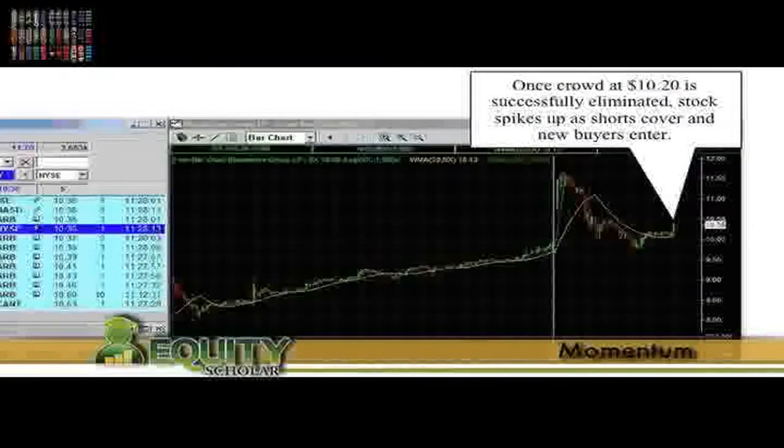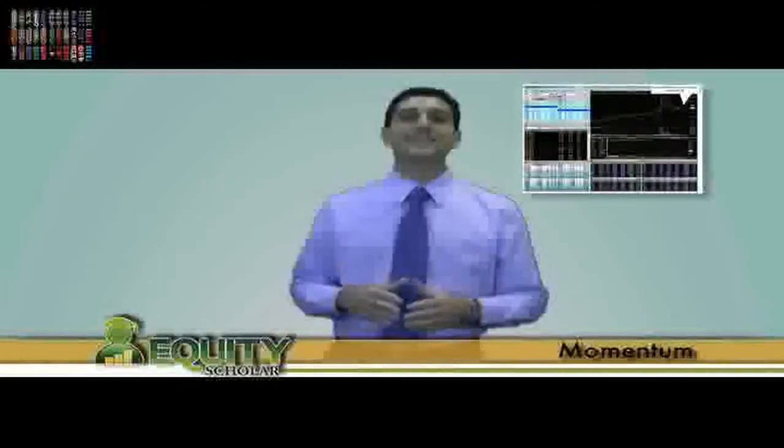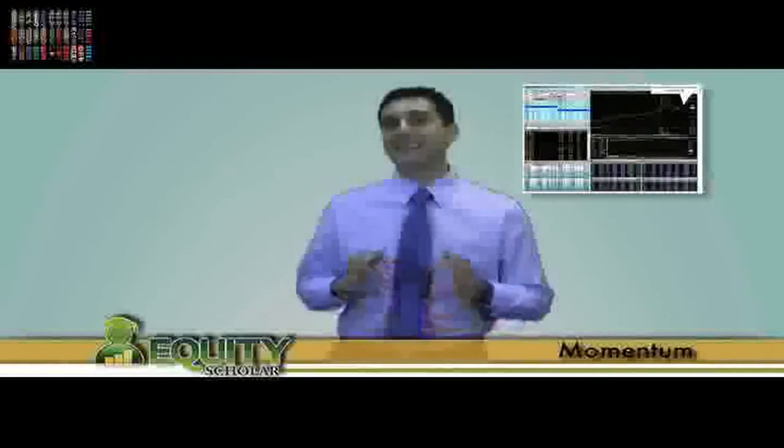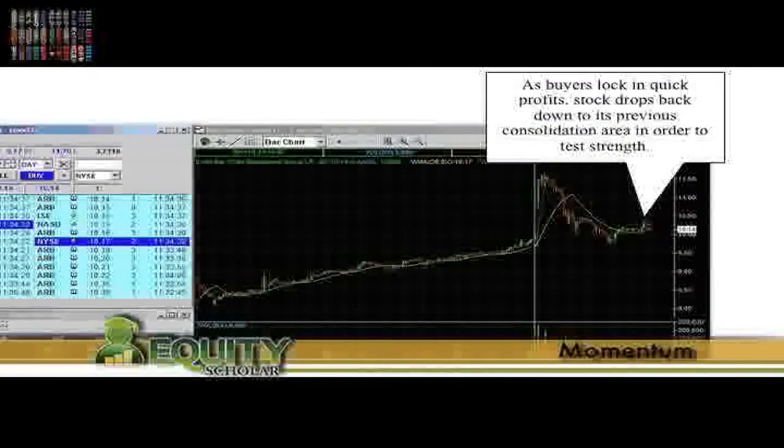In this second slide, we see the resistance level is broken through, as crowd at $10.20 is eliminated, which instantly spikes the stock, as this sign of strength entices new buyers to enter and at the same time forces shorts to exit. Now in this next slide, we see the stock make a sudden and sharp move back down to its previous consolidation, as some of those who had bought the breakout exit, taking quick profits. Remember, this is common as the previous resistance level, which is now support, is being tested.